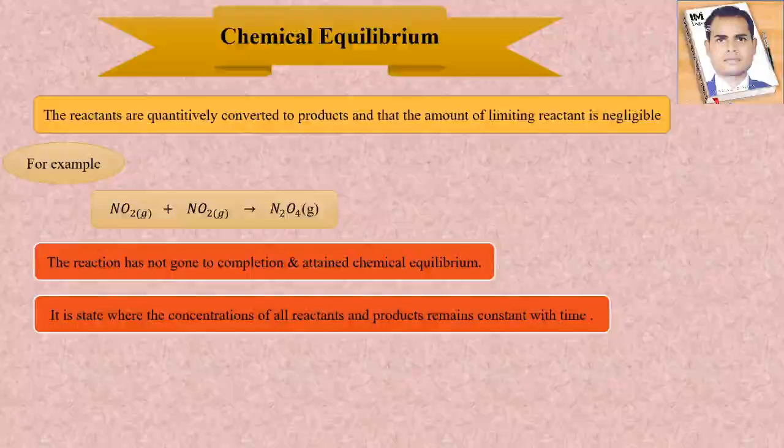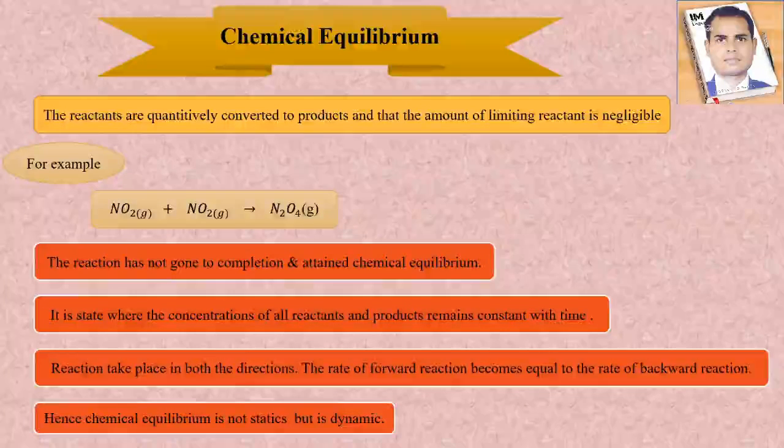However, even over a long period of time the glass vessel does not become colorless. So the reaction takes place in both directions. The rate of the forward reaction becomes equal to the rate of the backward reaction. Hence chemical equilibrium is not static but dynamic. Static means stable, and dynamic is not stable.